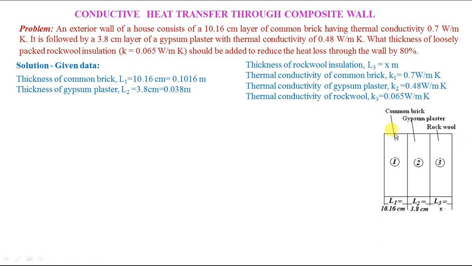Here is the figure. This is a composite wall made of common brick, gypsum plaster and rock wool insulation. The inner wall is common brick, the outer is rock wool, and the middle one is gypsum plaster. The lengths are: L1 is equal to 10.16 centimeter, L2 is equal to 3.8 centimeter, and L3 is unknown. We are assuming L3 is X.